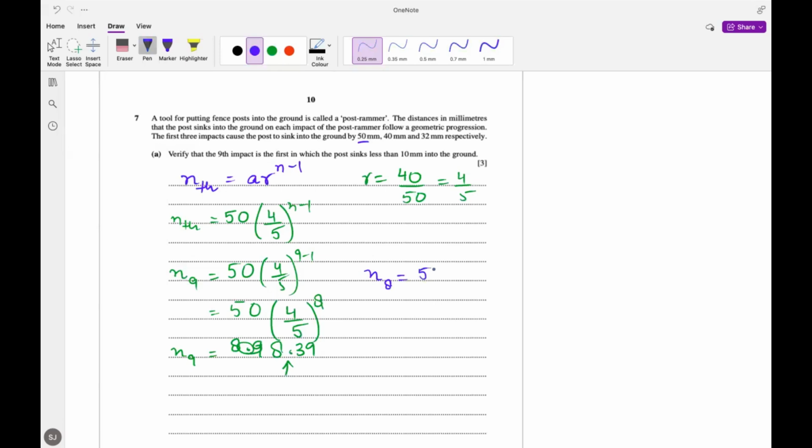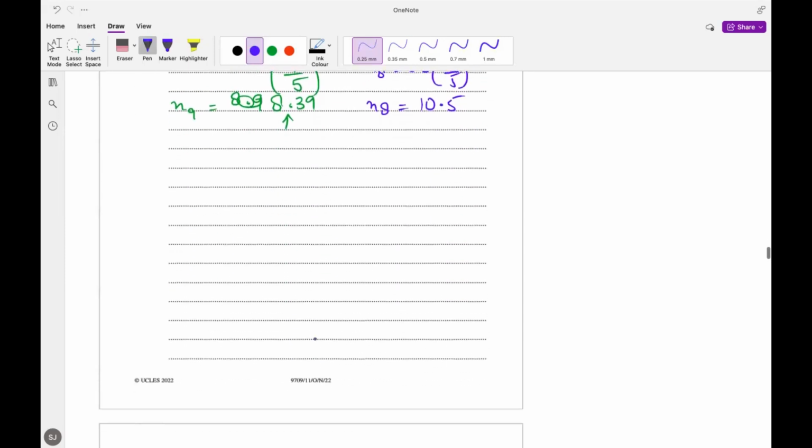For the eighth term, we will write 50 into 4 upon 5 to the power 8 minus 1. So the eighth term will be 50 into 4 upon 5 to the power 7. Substituting this in the calculator, we will get this value as 10.5. As this is greater than 10, it means that the ninth term is the first in which the post will sink less than 10 millimeters.